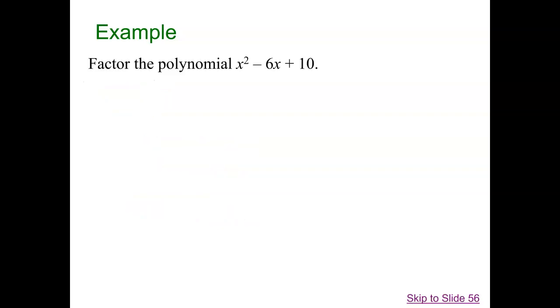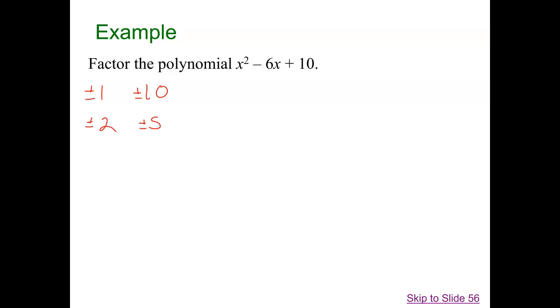Questions on that? All right, what are my factor pairs of 10? 1 and 10, 2 and 5, anything else? Okay. What combination could I add to get negative 6? None of them, right? I could get 11 or 9 or negative 11 or negative 9 or 7, or negative 7, or 3, or negative 3. I can't get negative 6. So it means I can't factor it.